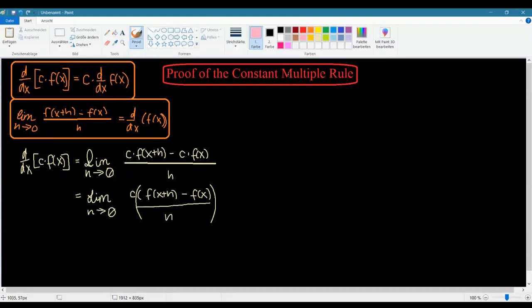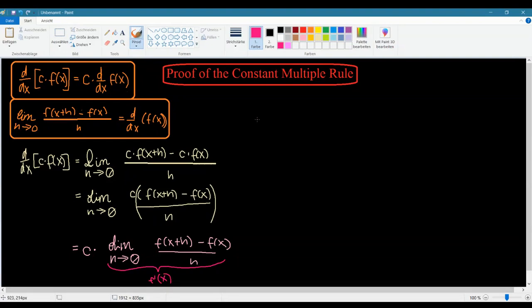Okay, now we can just factor c out in front of the limit because c is not dependent on h. So this becomes c times the limit as h approaches 0 of f of x plus h minus f of x over h. Well, now what do we have here? What we have right here is just the derivative of f of x. This is just f prime of x.